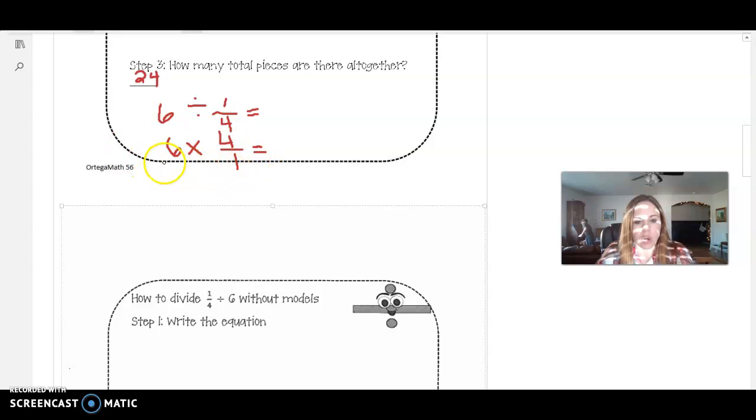And this is how we solve. Well, we know that to turn 6 into a fraction, we just put it over 1 as well. So when we multiply just like we were fractions, multiply the numerator and the denominator. 6 times 4 is 24. 1 times 1 is 1. Well, we don't leave it this way. This is an improper fraction, so we turn it into our whole number. 1 goes into 24 times, so our answer is 24, just like it did in our model.